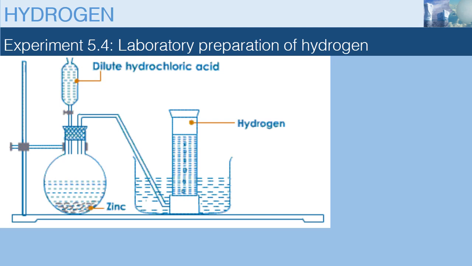The laboratory preparation of hydrogen. Hydrogen can be prepared in the laboratory by the reaction of dilute acids with some metals. Just as we have already discussed in the previous section, some metals such as potassium, sodium, calcium, zinc react with dilute acids to form a salt and hydrogen gas.